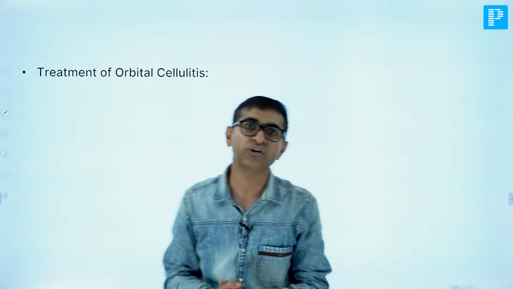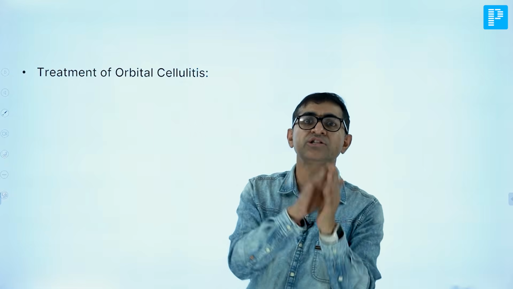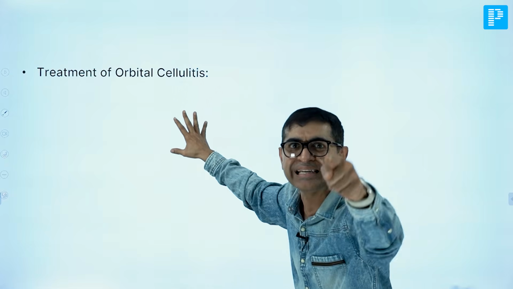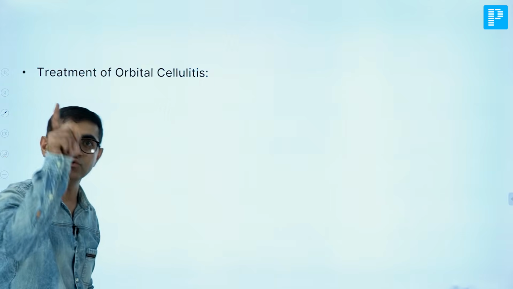Can you tell me the treatment of orbital cellulitis? I always say, if you know the etiology, you know the treatment. If you know the pathogenesis, you know the signs and symptoms. What is the etiology? The most common organism is bacterial, Staph aureus. Yes. So what will you give as a treatment of orbital cellulitis, boys and girls? You will give the drug which is effective against Staph aureus.